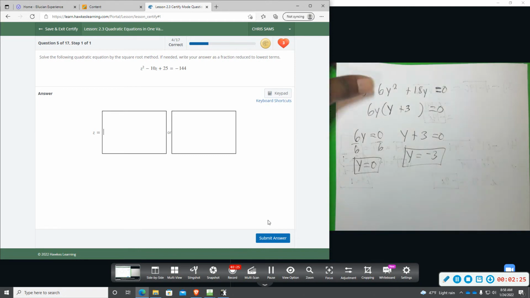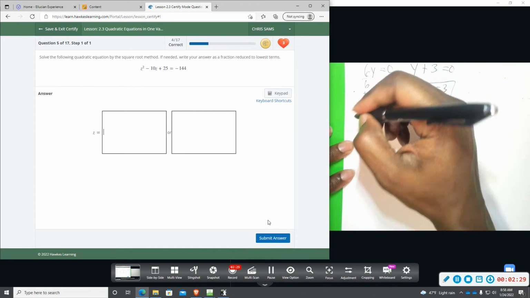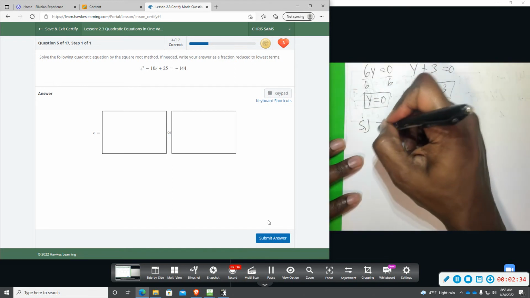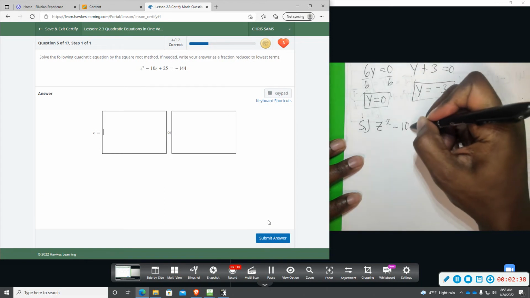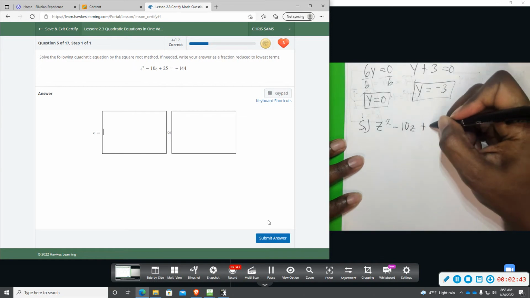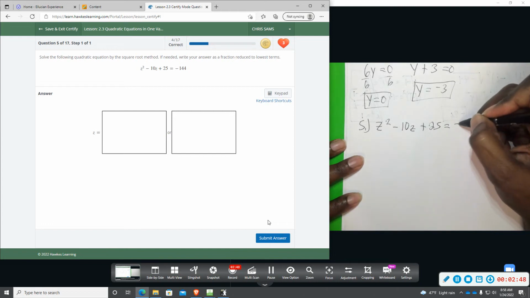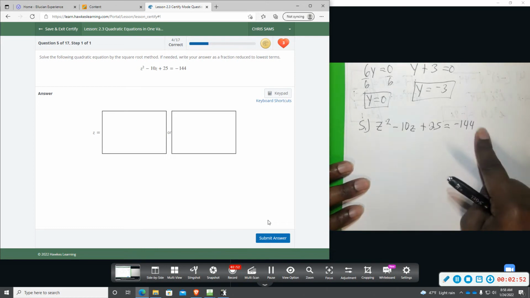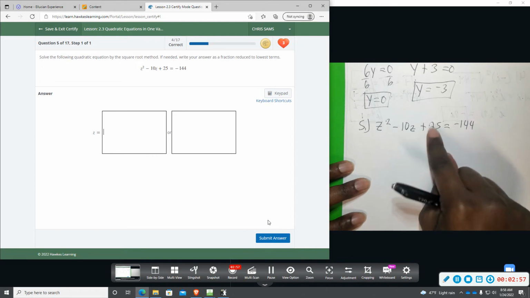And then number 5. So we've got some big numbers here, so we'll use the calculator again. So we have z squared minus 10z plus 25 equals negative 144. So again, we're going to change this to standard form first. I have to set it equal to 0, so I have to add 144 and move it to its like term.